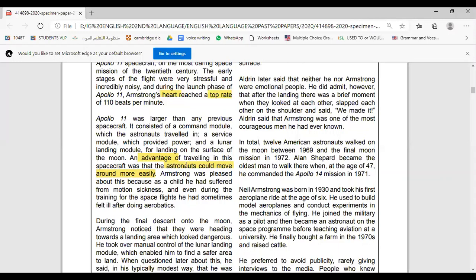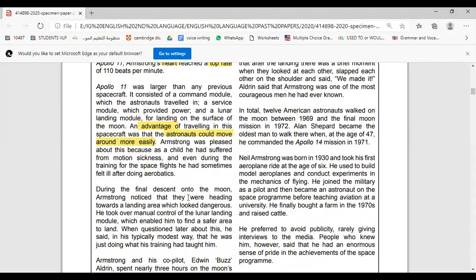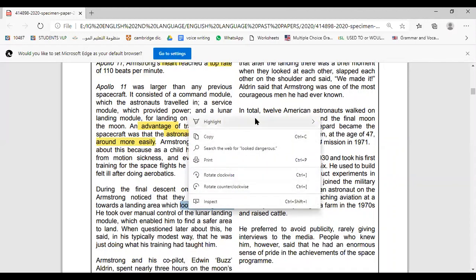There was another question you must remember, which was when did he face the problem? If you look here, Armstrong was pleased about this because as a child he had suffered from motion sickness, nothing to do with when, and even during the training for the space flight, this is time but not related to my point. For the space flight, he had sometimes felt ill after doing aerobatics. During the final descent onto the moon, Armstrong noticed that they were heading towards a landing area which looked dangerous. I think if you are going to land on a dangerous part, this is a problem.